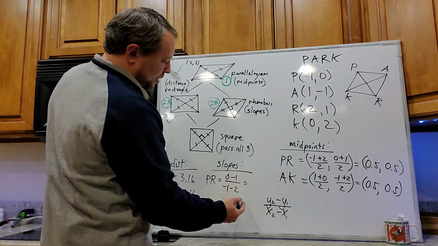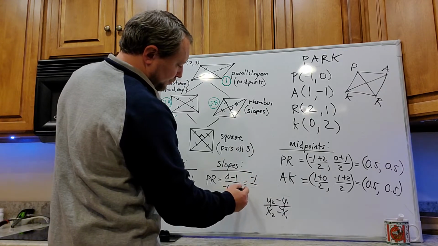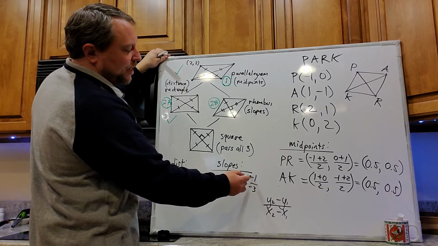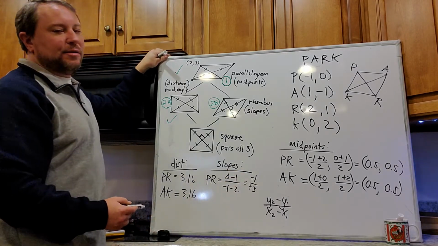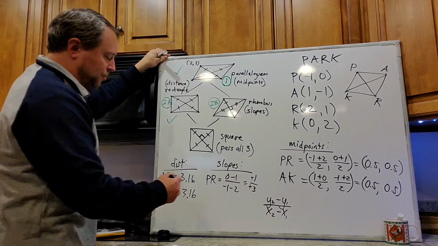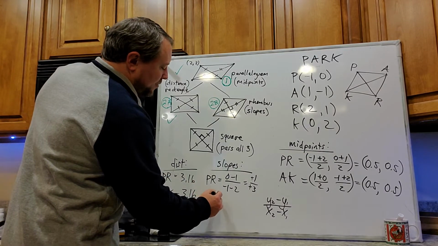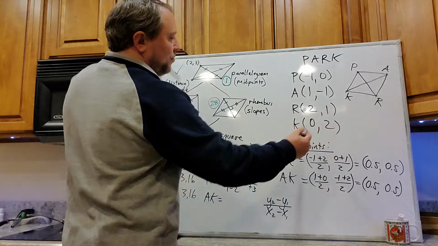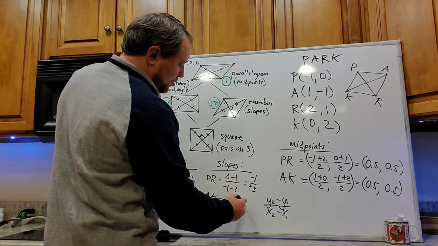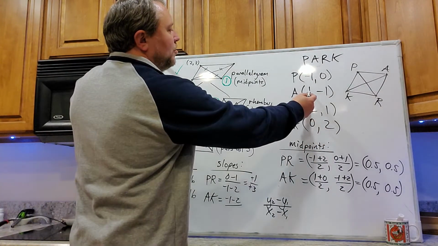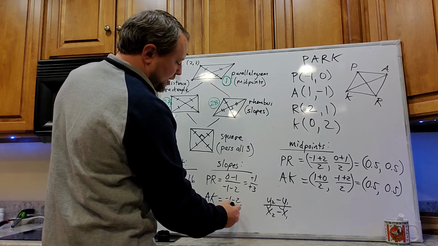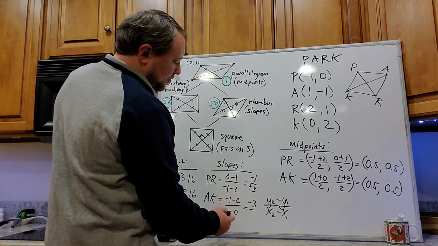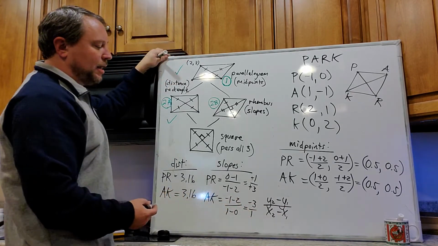That's the slope of -1 over -3, but a negative over negative is really just positive. So that's positive 1/3 slope. Okay, we do the same for AK. So on top, I'm going to take -1 minus 2. On bottom, I'm going to go 1 minus 0 for the x values. That gives me a -3 on top, a +1 on bottom.